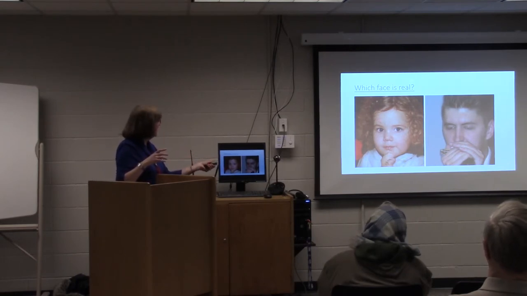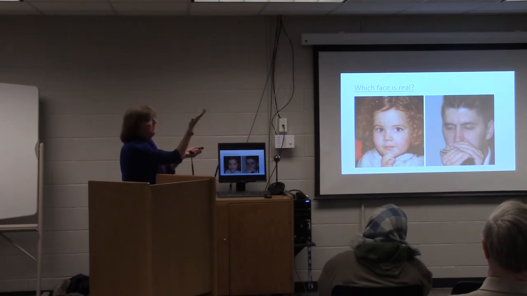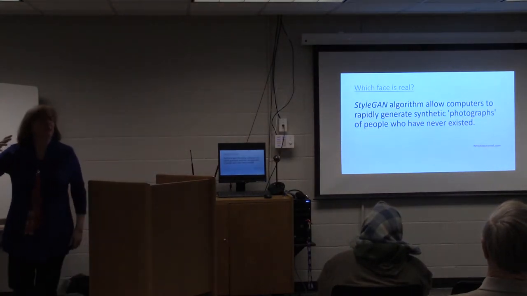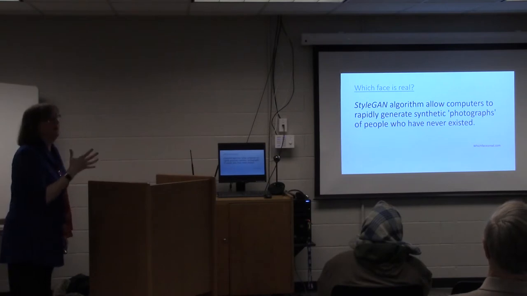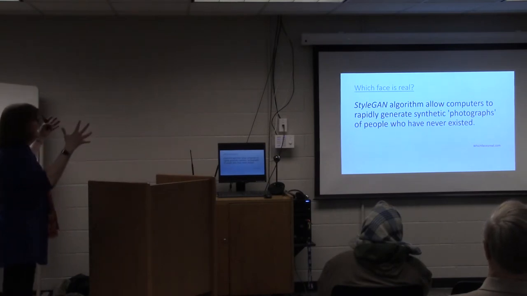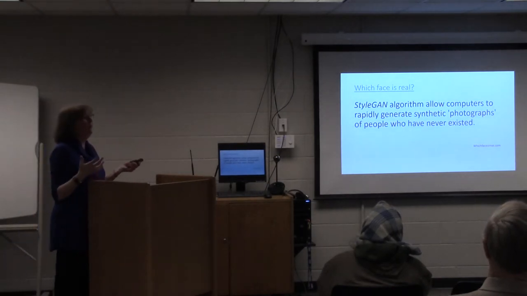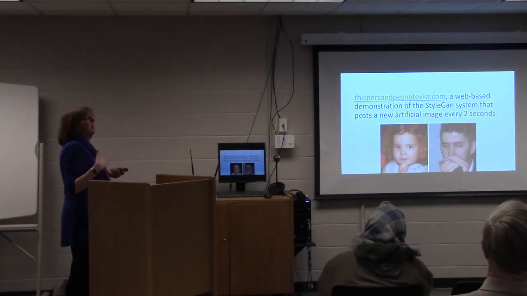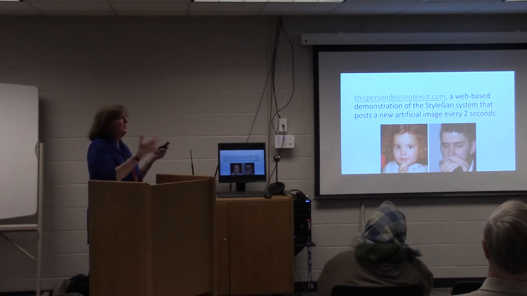It's a little hard to tell there, but some of her little hairs aren't coming out of the top of her head, they're kind of coming out of her forehead, and her hands are a little bit misshapen here. The background's kind of blurred. There's a program called StyleGAN. It has an algorithm, and what it does is it allows computers to create these synthetic images of people who never existed. There's a website, thispersondoesnotexist.com, very creatively named. And it's a demonstration of how this algorithm works.